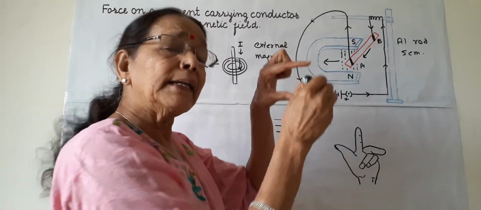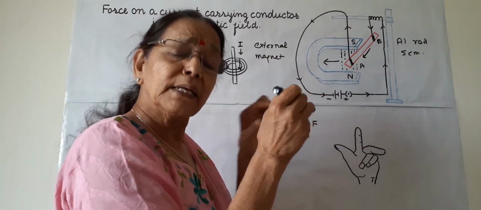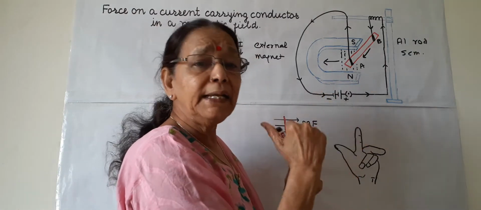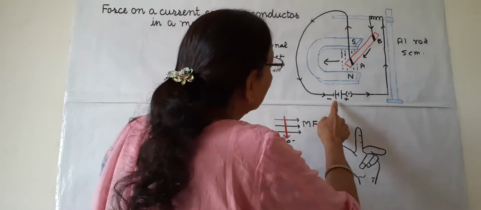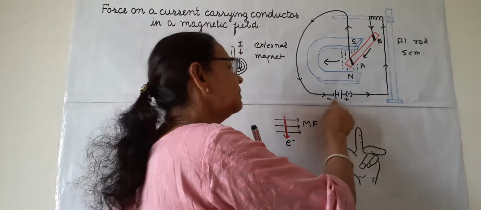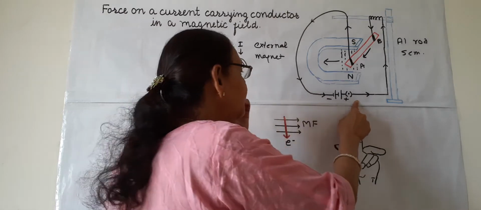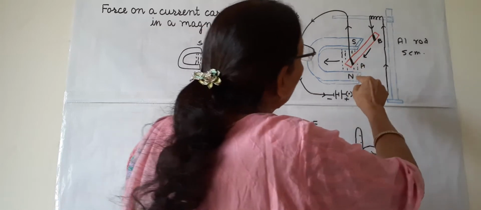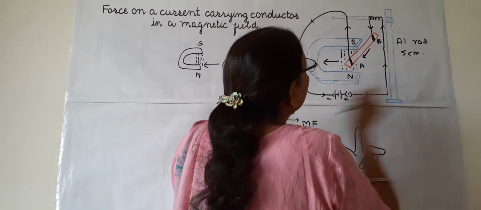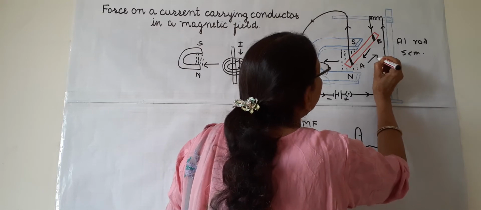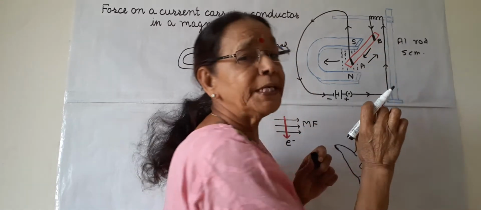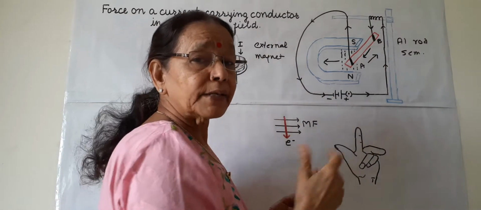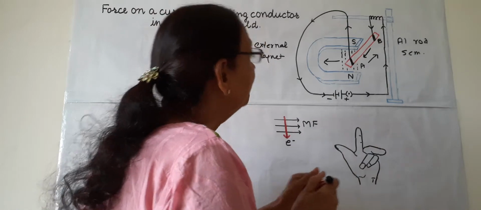Now again, a second time, when the current is switched on, what happens? The battery terminals are interchanged. Then what will happen? Now this will be the plus, this will be the minus. When they are interchanged, the current will go like this and run in this aluminium rod from A to B, and from B it comes back to the battery. When the direction of the current is reversed, what happened?